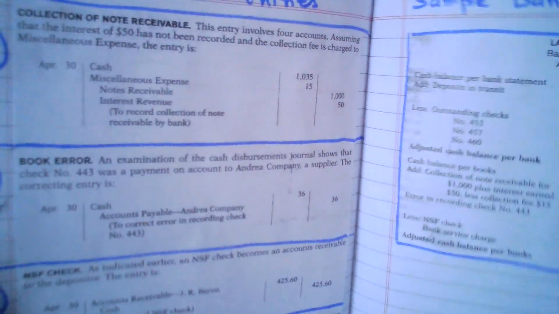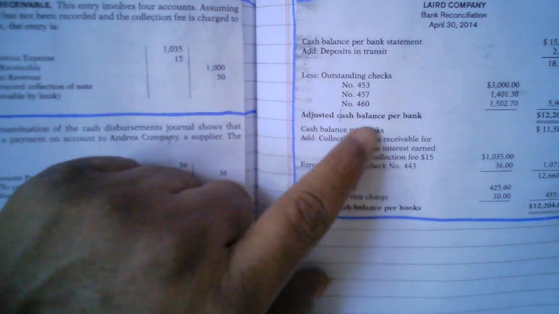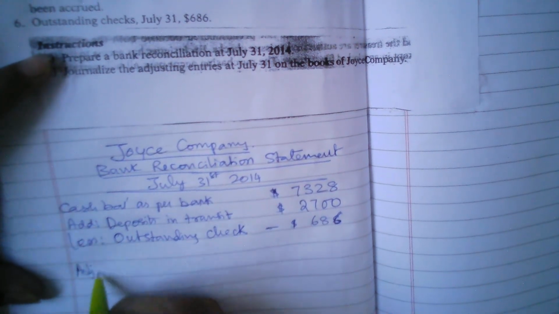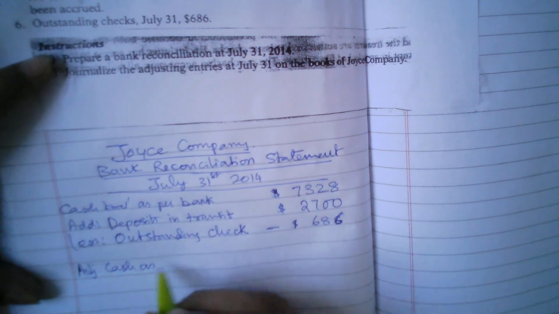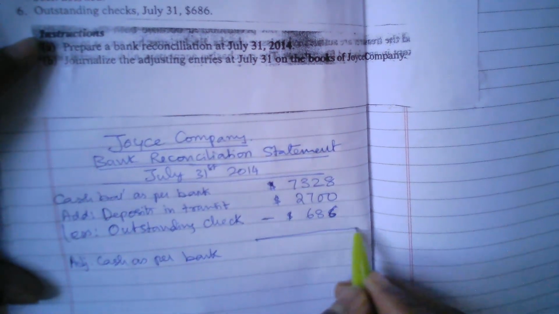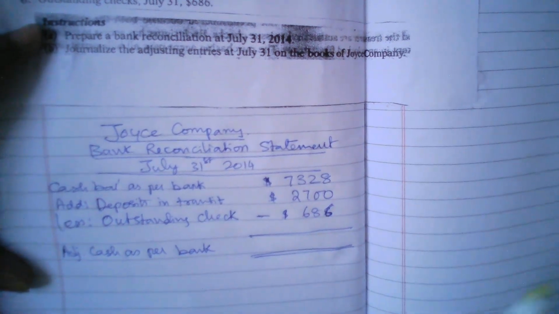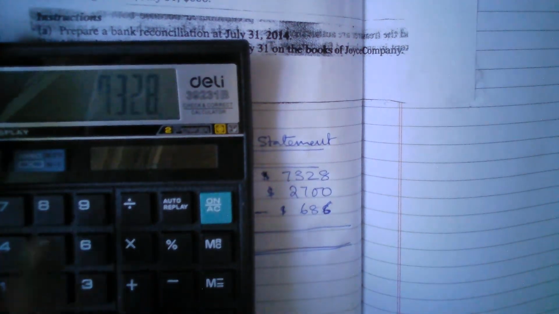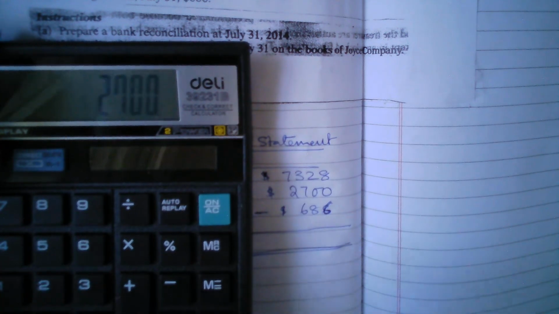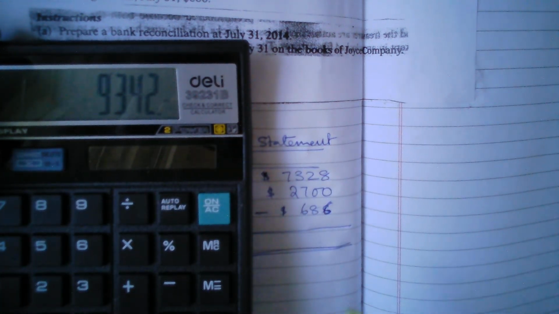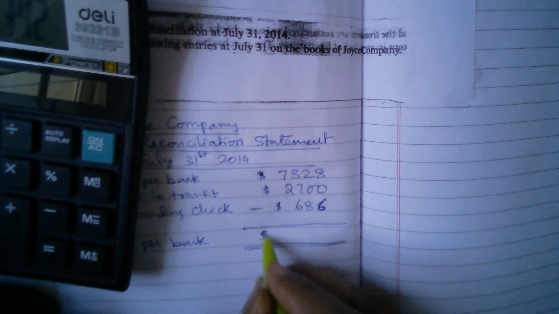So I can make this particular line, that is adjusted cash balance as per bank. So let's do this, adjusted cash as per bank. 7328 plus 2700 minus 686. So I'm getting 9342 as the adjusted cash balance.